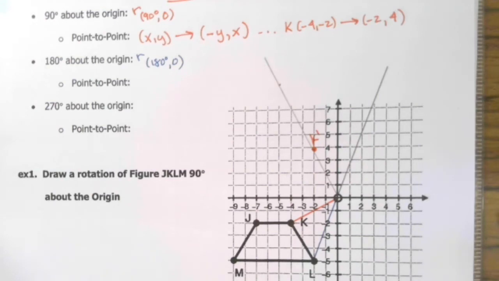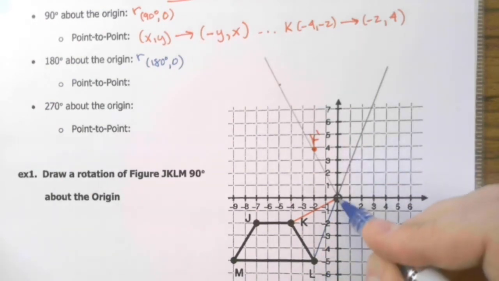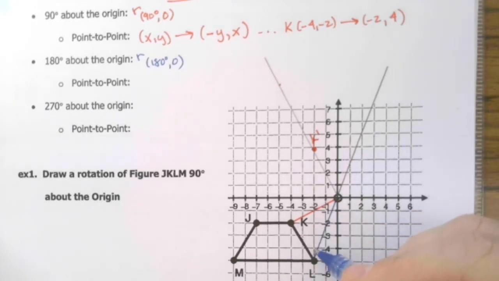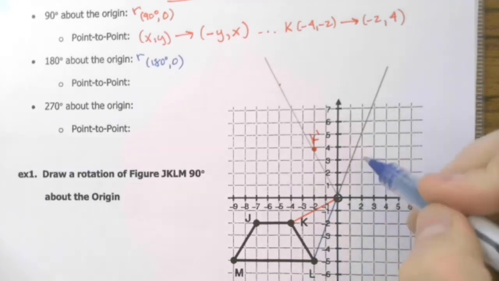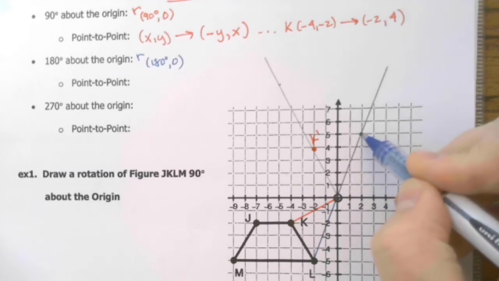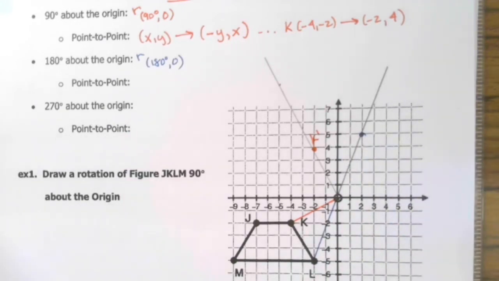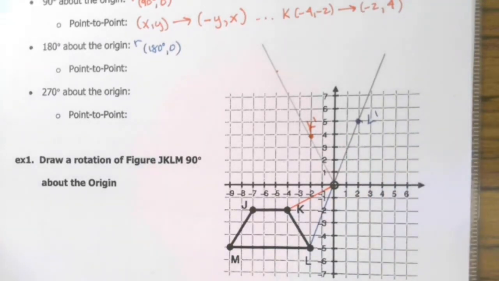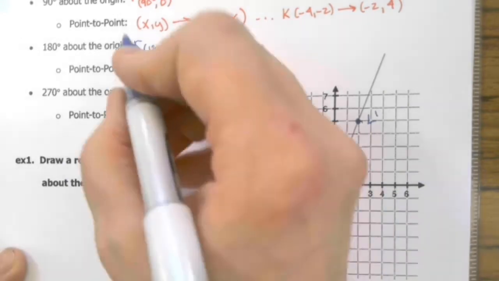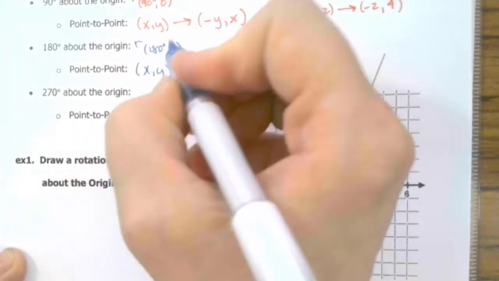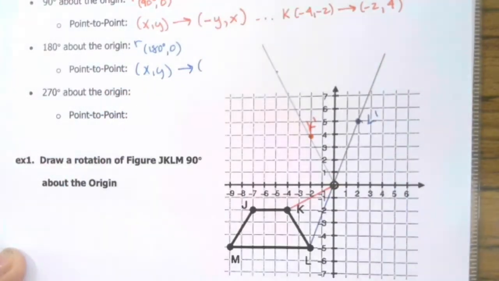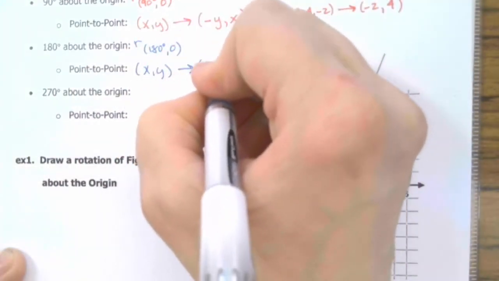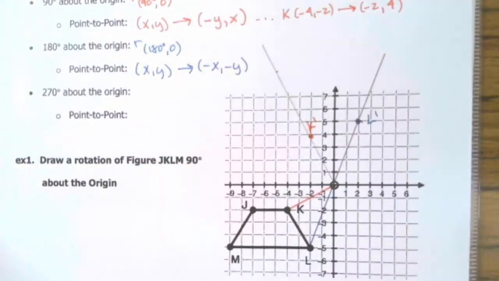If you don't have a ruler, you can also measure using squares. We go 2 left, down 1, 2, 3, 4, 5. So go 2 right and up 1, 2, 3, 4, 5. So you can also count squares to get your distance, and that would be L prime. Now, the point-to-point formula that goes with 180 degrees is you take every point x, y, and you just multiply them both by a negative. So negative x, negative y.